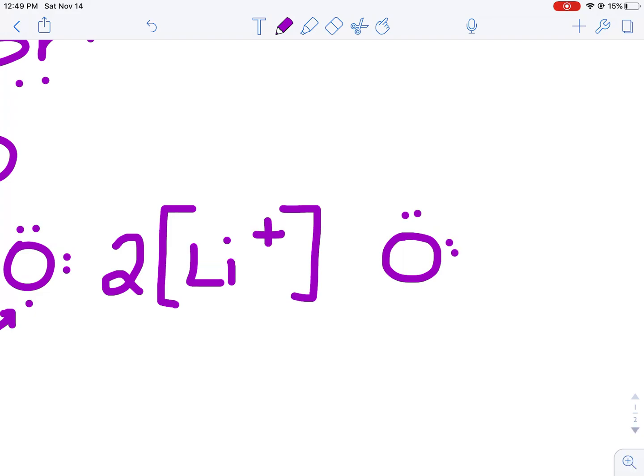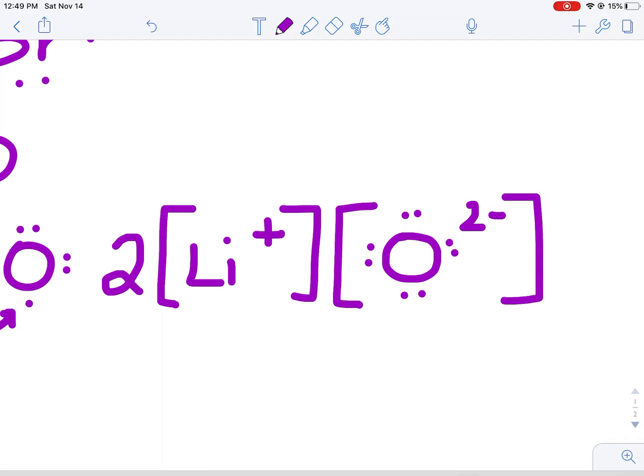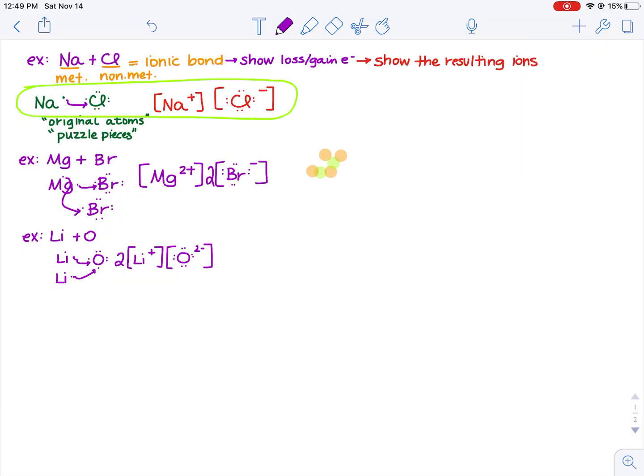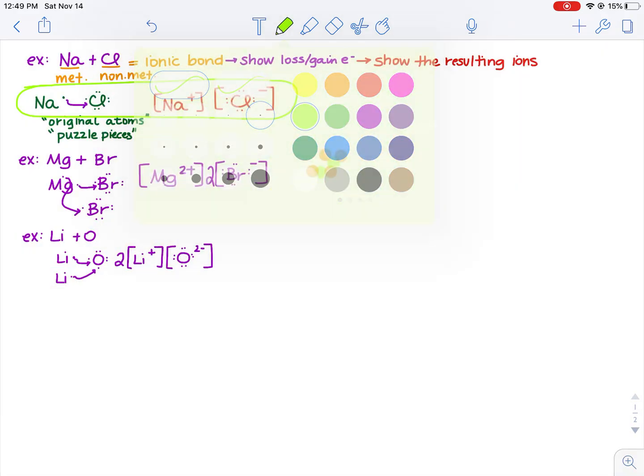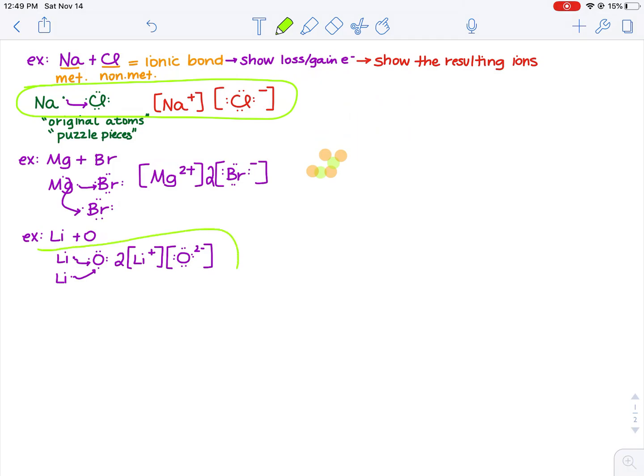And speaking of the oxygen atom, it now has 8 electrons around it. And it gained 2 electrons, so it's a 2- charge. And I put that symbol in brackets as well. So again, my final answer, when you are confronted with the task of visualizing the bond that forms between these atoms, for an ionic bond, you have to show all this work.